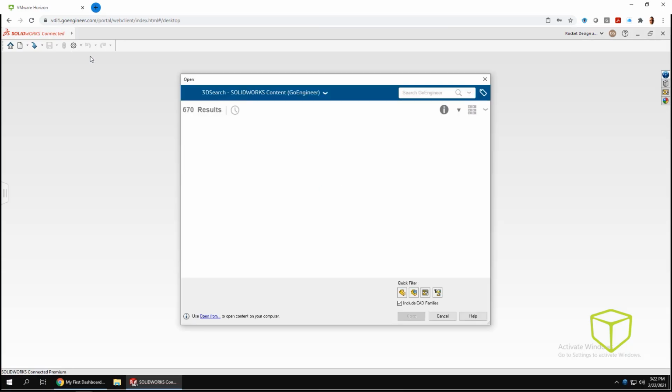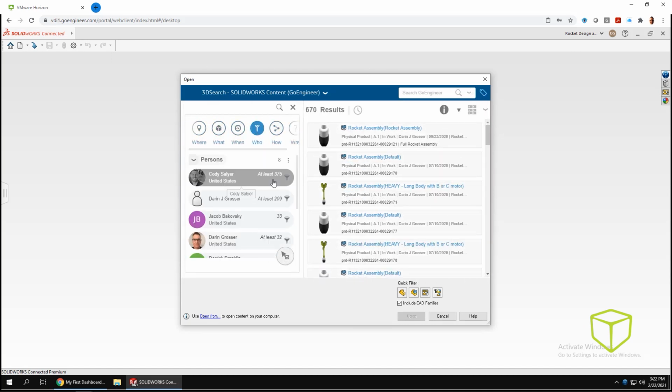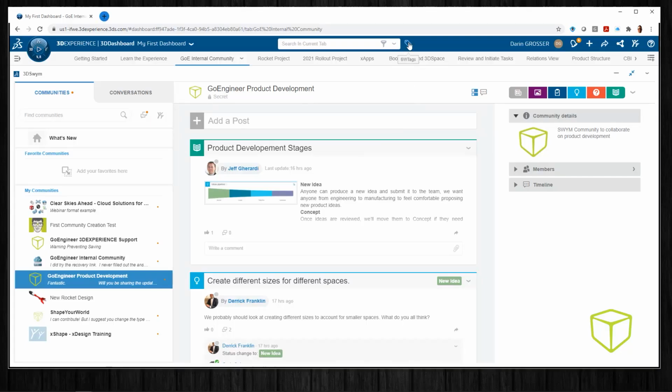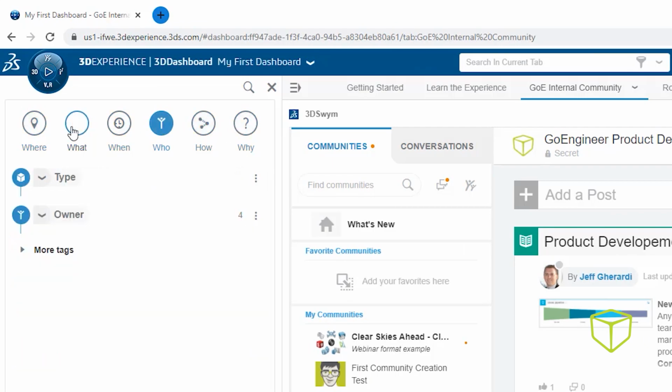Now, outside of searching, two areas that I found 6W tags to be not only useful, but super powerful, were sorting data during file open in XApps or SOLIDWORKS Connected. We can quickly find and filter all of the data created by Jacob. Or when trying to sift through the vast number of posts in the 3D swim communities, when really what I'm all about is who and what.